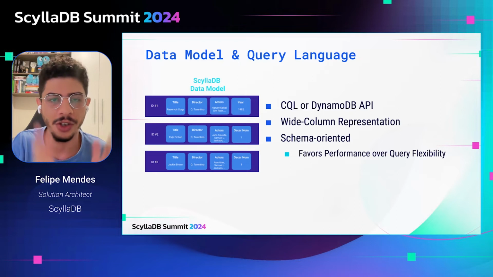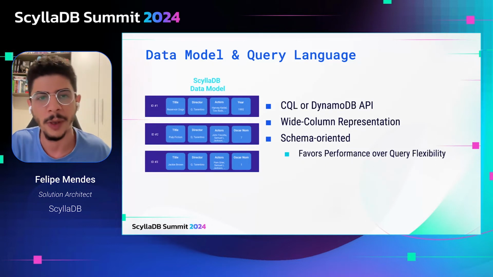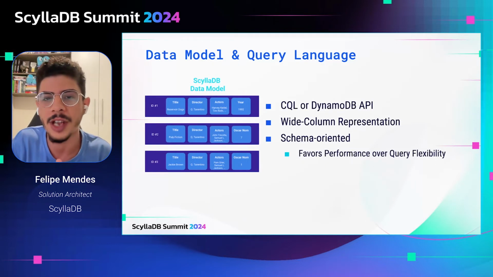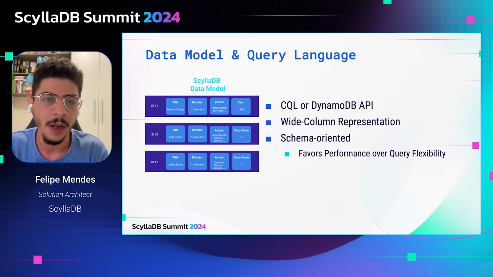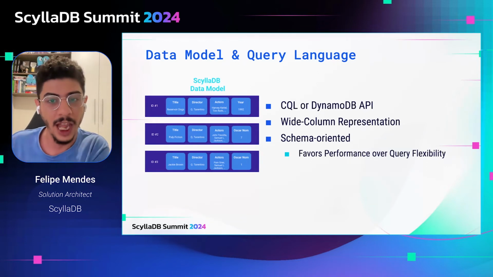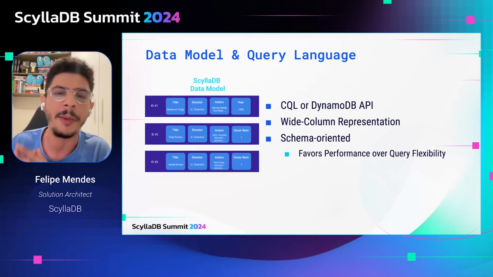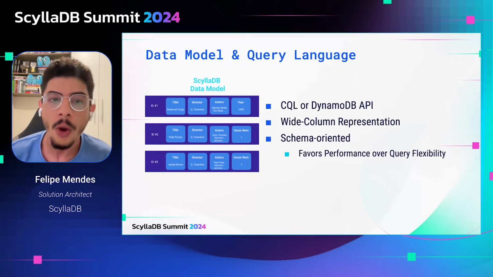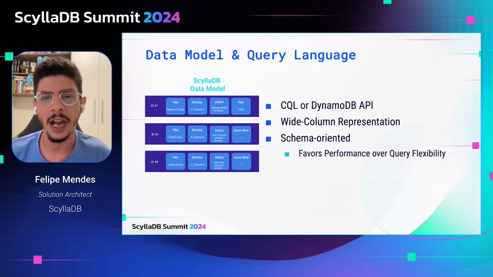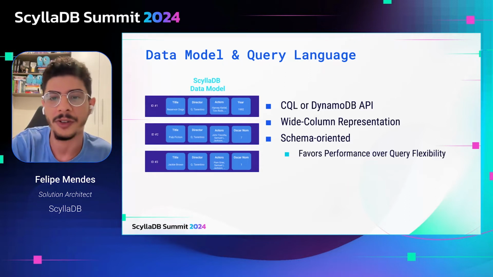First, we support two different query languages. You can interact with the database using SQL, the Cassandra query language, or you can use our DynamoDB API. Regardless of your query language of choice, you will interact with tables following a wide column representation. Here, the primary difference is that ScyllaDB tables do enforce a schema and require a predefined set of fields to be specified by your application when you interact with the database.